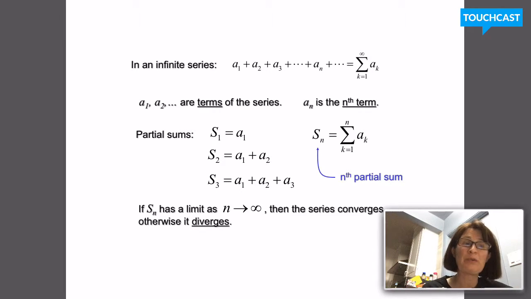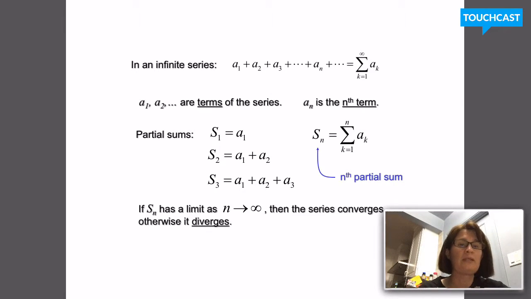If, as n gets bigger and bigger, that sum, S sub n, approaches some value that we can narrow down, that we can find a limit for, then we say the series converges. If there's no limit of those partial sums, then the series diverges.